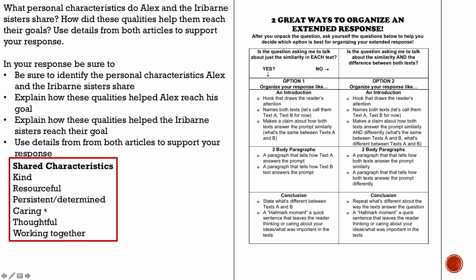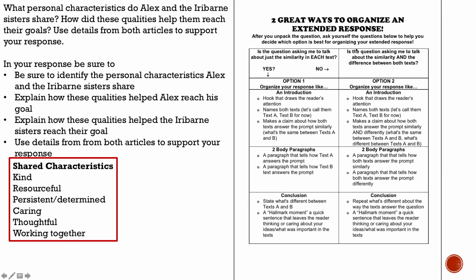Okay, so now that I know what I'm going to be focused on, I can think about how I can plan this response. So over here is a tool that I know you've seen before, 2 great ways to organize an extended response. After you unpack the question, ask yourself the questions below to help you decide which option is best for organizing your extended response.